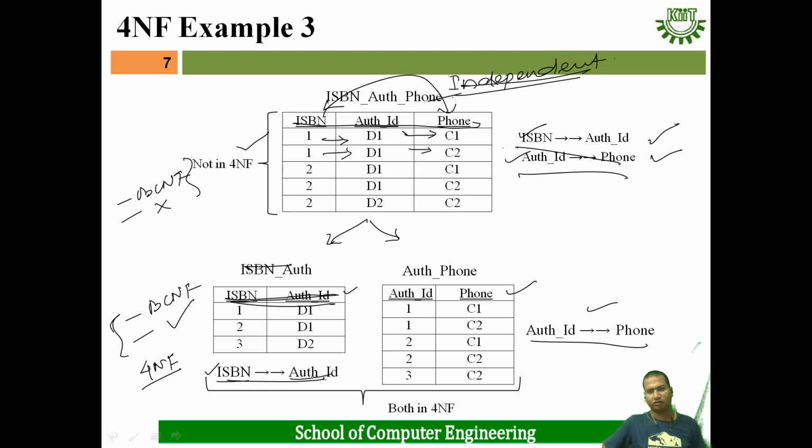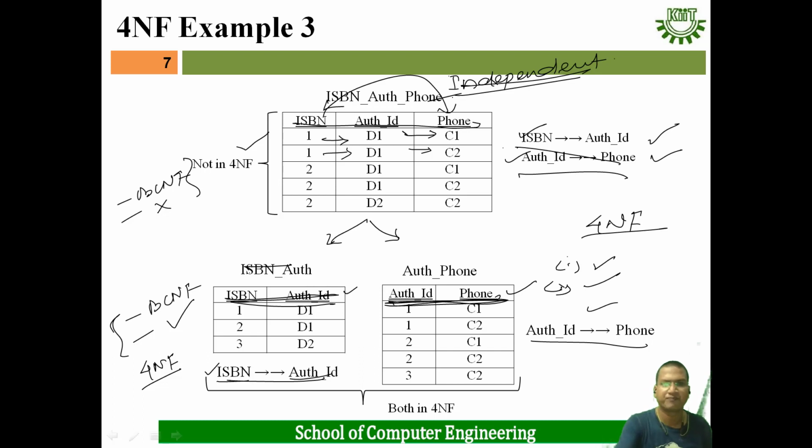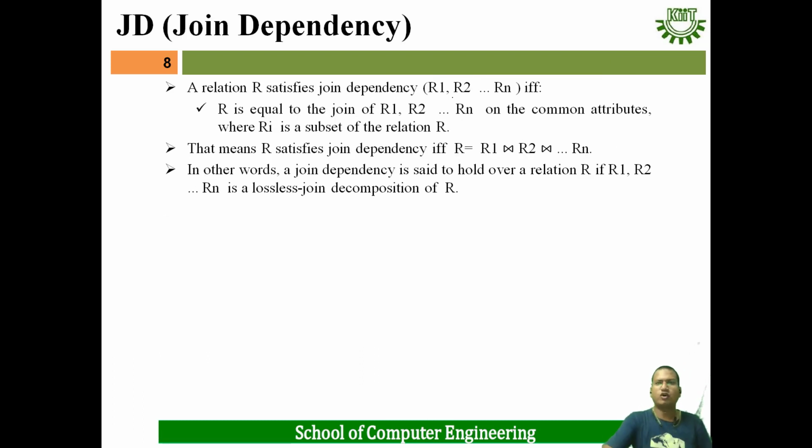Similarly, in this case also, both the attributes combined become the key, and two attributes are there and a multi-value dependency is there. No multiple multi-value dependency is present. That's why the first condition as well as the second condition are satisfied. That means this table is also in 4NF. Okay. Now we'll see join dependency.